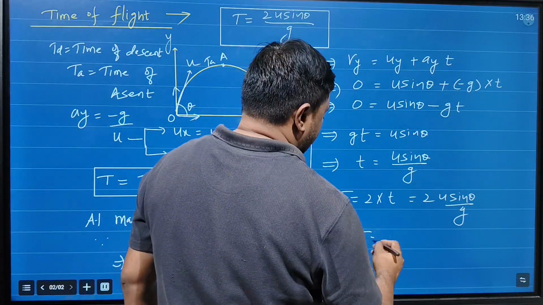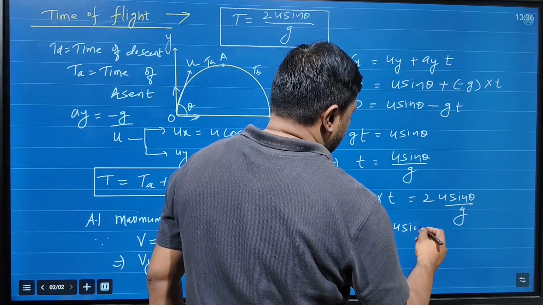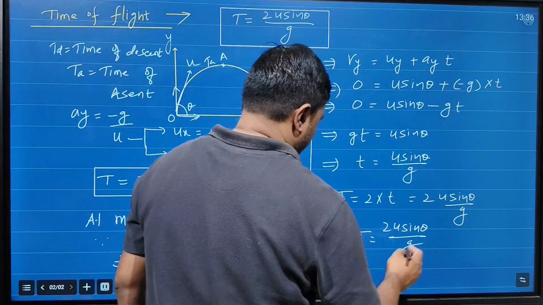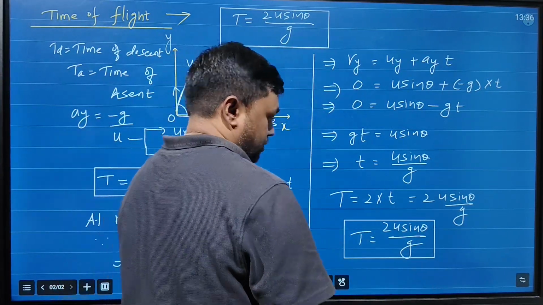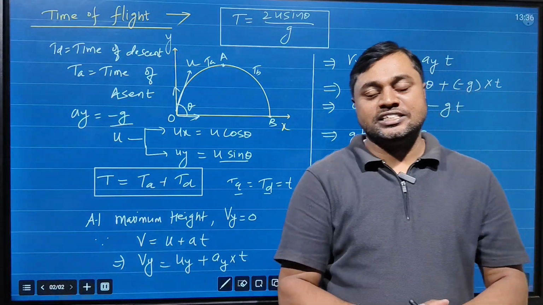So in this way we get time of flight as 2u sin theta upon g. This is the derivation. This is very, very important. This may be asked for 3 marks. I hope you understood this derivation.